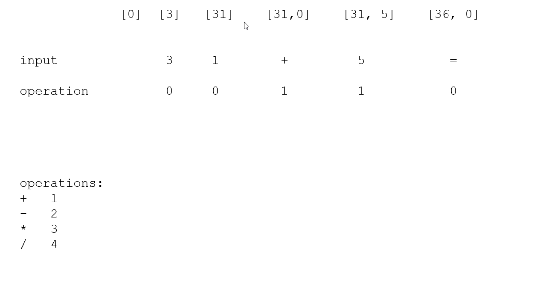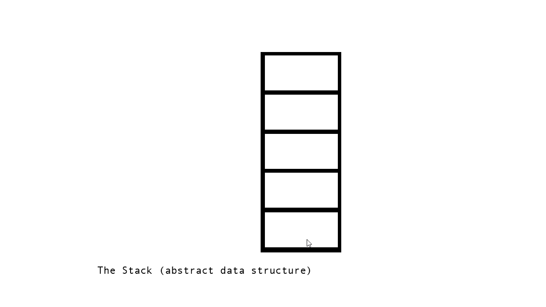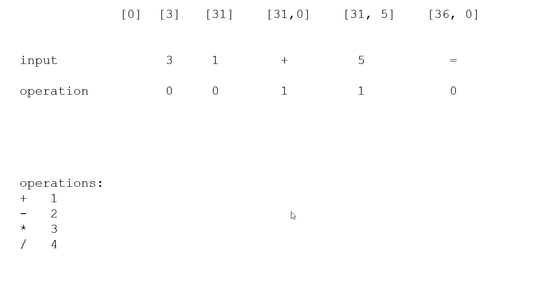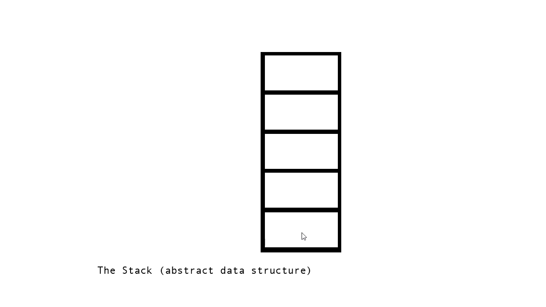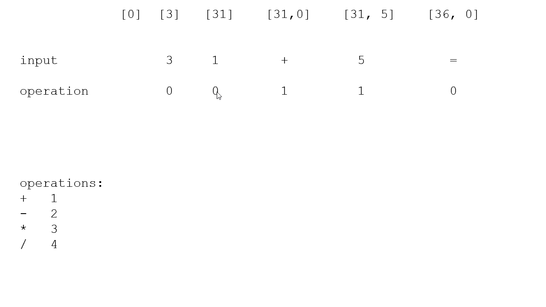Next we're going to hit 1. First we've hit 3, now we're hitting 1 on our calculator. When we hit 1, we're going to check the value at the top of the stack, which is right here. If it's not a 0, we're going to append the value to the top of the stack. It's a 3 here. We look at it and say, okay, that's not a 0. We're going to append the input to the back of it and make it 31. And then the operation stays at 0.